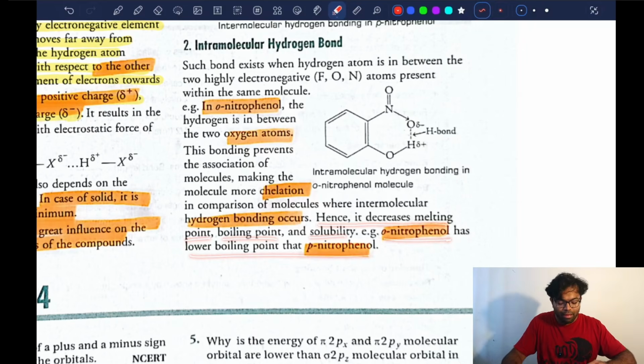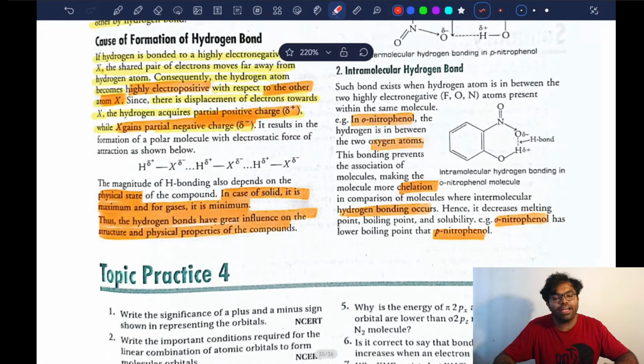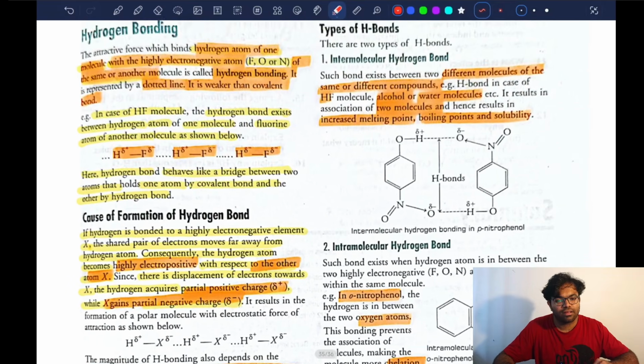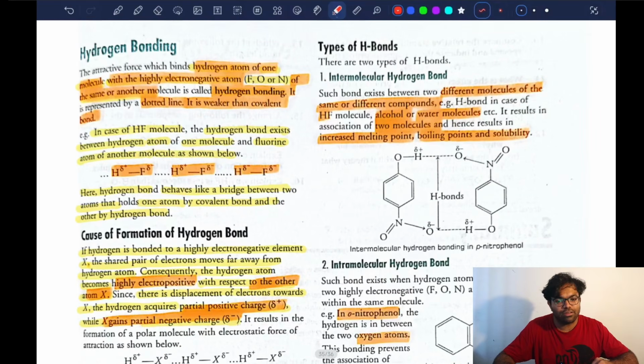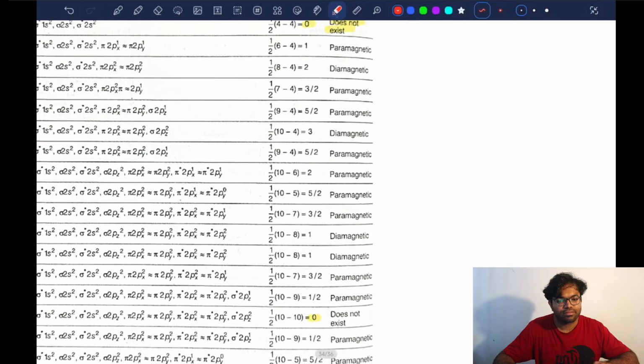Okay, so with this we have finished. Are there any doubts in this hydrogen bonding section? Are you sure? No doubts, right? Did you understand the concept of MOT very well?